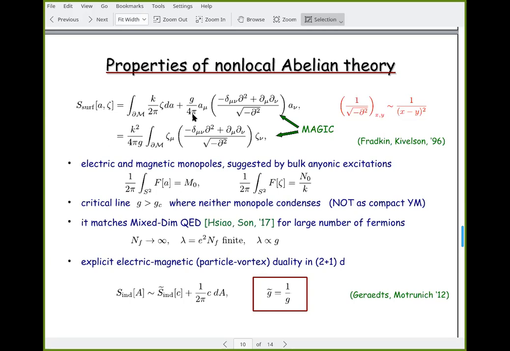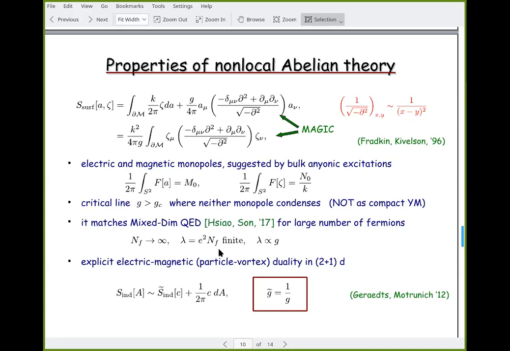For example, you can define a sort of QED where the fermions are in 2 plus 1 dimensions, but the photon is in 3 plus 1 dimension. This is called mixed dimensional QED, introduced by Son and collaborator. And you can show that this theory is self-dual. And for a large number of fermions, again, you can do a semi-classical approximation, and you get this non-local Abelian theory. So this theory I'm discussing is also the large N_F limit of QED with mixed dimensionality, that is fermions in 2 plus 1 and photon in 3 plus 1 dimension, okay?